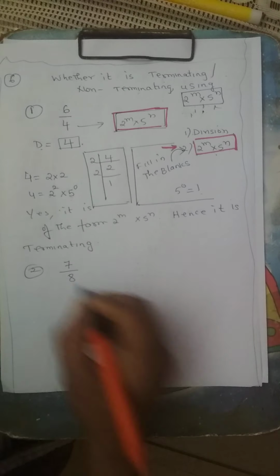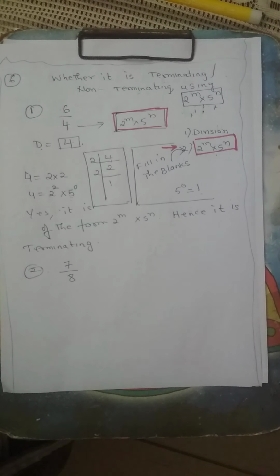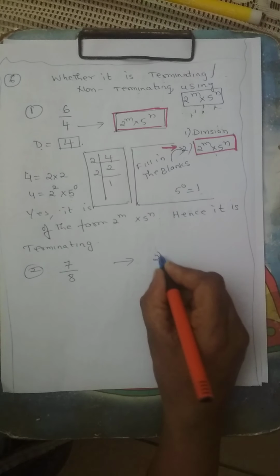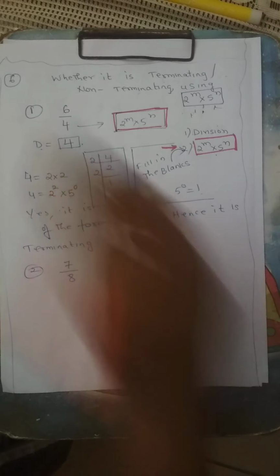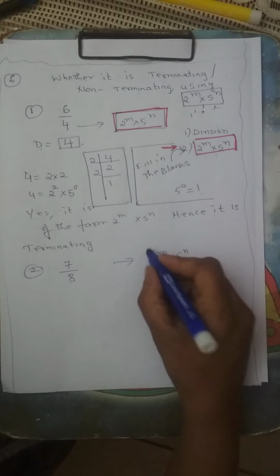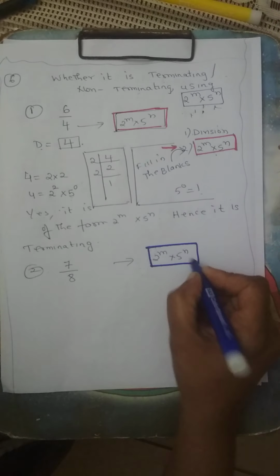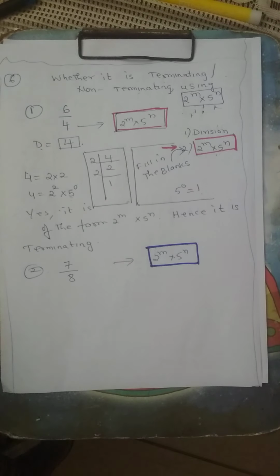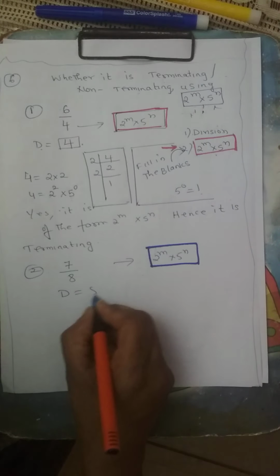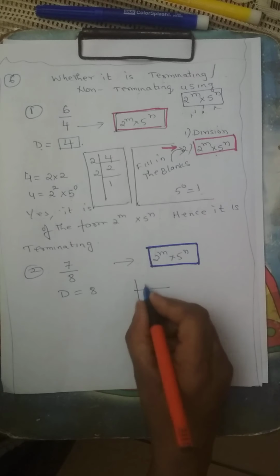It is 7 upon 8. Let's do this fast. Now we need to check whether it is of the form 2 raised to m into 5 raised to n. So let's write this here to keep a check on it. Okay, so now what to do? We write the denominator like this, 8. Then we do our prime factorization.